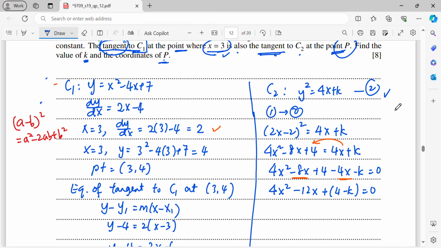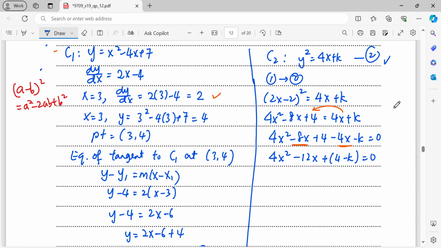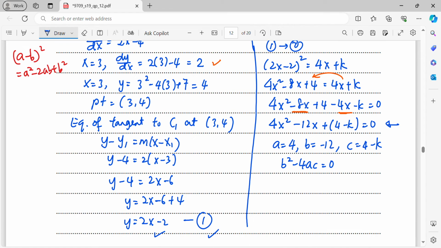So this equation will give you the intersection points between the tangent line, which is the first equation, and C2. Since we know that the tangent to C1 is also the tangent to C2, that means there will be just one equal real root when you solve this quadratic equation, meaning that my discriminant equals 0, because there is only one real root. So I write down all the coefficients first. Now my discriminant equals 0. That means b squared minus 4ac equals 0. It equals 0 because the straight line is tangent to the curve, so they will be touching at one point.